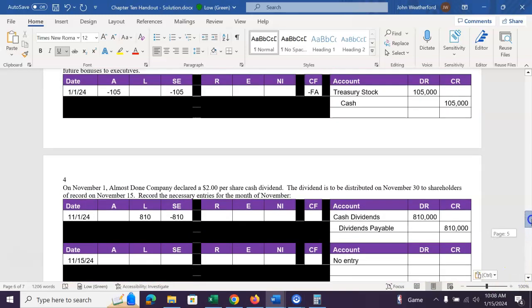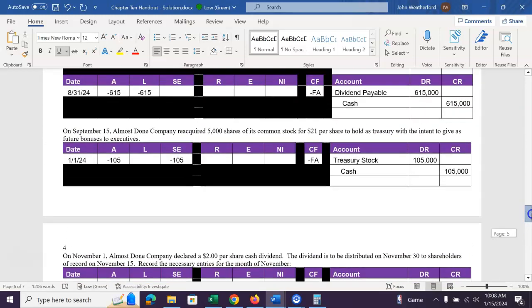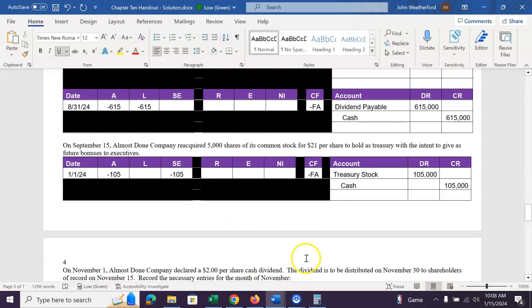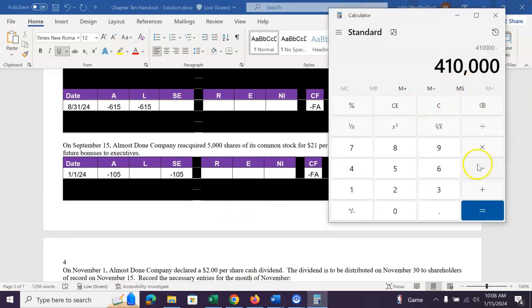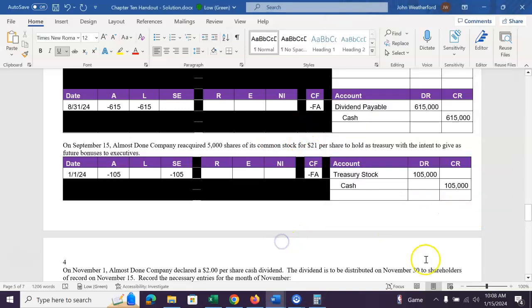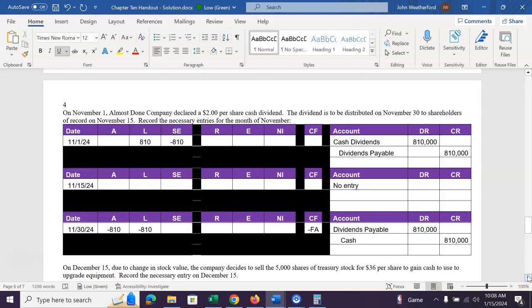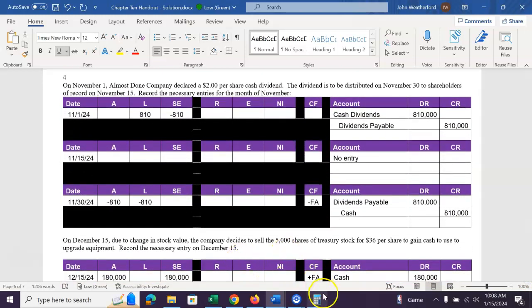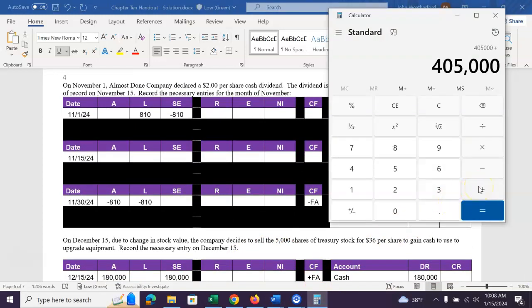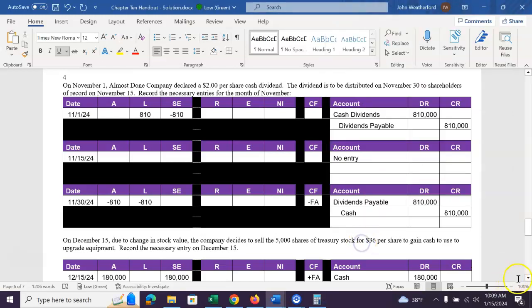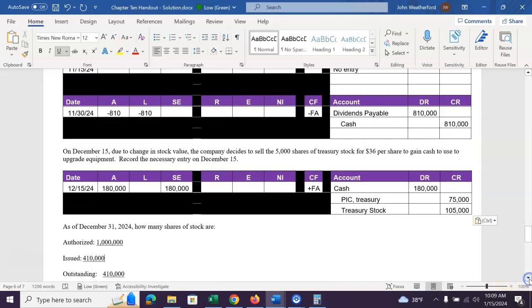So we had 410,000 shares issued and outstanding, minus the 5,000 shares of treasury stock that we purchased on the 15th. Gets us to 405,000 shares outstanding. And then, did we sell them all back? Yes, they sold back all 5,000 shares. I thought maybe it was only partial, so plus the 5,000 that we reacquired are now back to being outstanding again. So our number outstanding will also be 410,000.